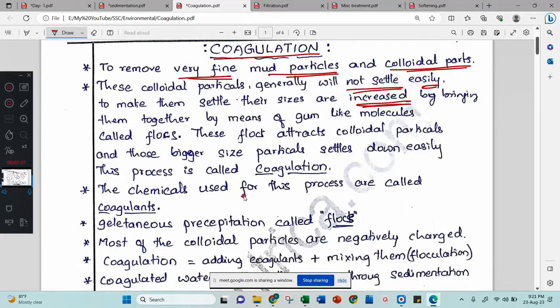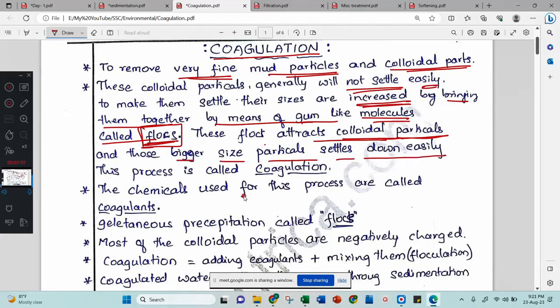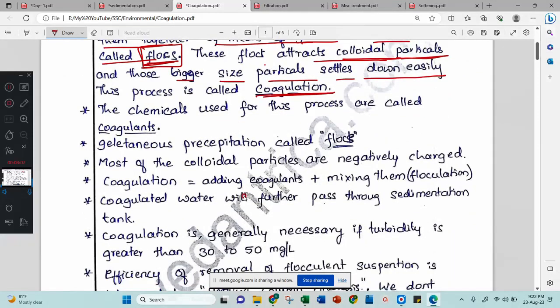It is said, by bringing them together by means of gum-like molecules called flocs. They are called flocs. These flocs attract colloidal particles. They will attract the colloidal particles, and after that these bigger size particles will settle down easily. The process is called coagulation. Then the chemicals used for this process are called coagulants. The chemicals whatever you are adding now, they are called coagulants.